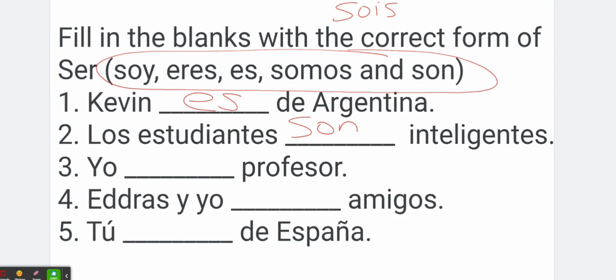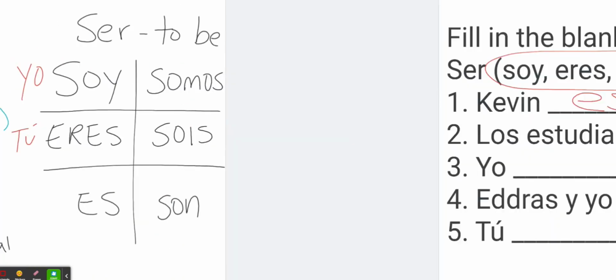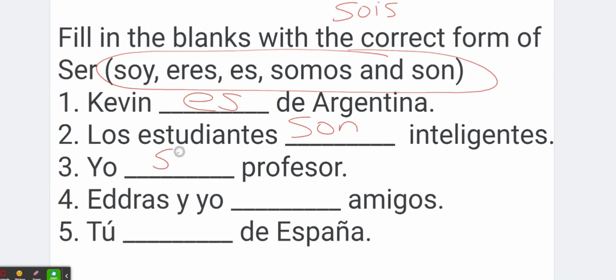Number 3, this one's probably a little bit easier. It just says yo, right? So if I go back to my chart over here, yo is up here on the top left. And then on the right, you can see yo goes with soy. So I'm just going to put soy for I am teacher. Number 4, we've got Edras y yo. So Edras, and that little y by itself, if you weren't sure, the letter y by itself is pronounced ee, and it means and. So Edras and I are friends.